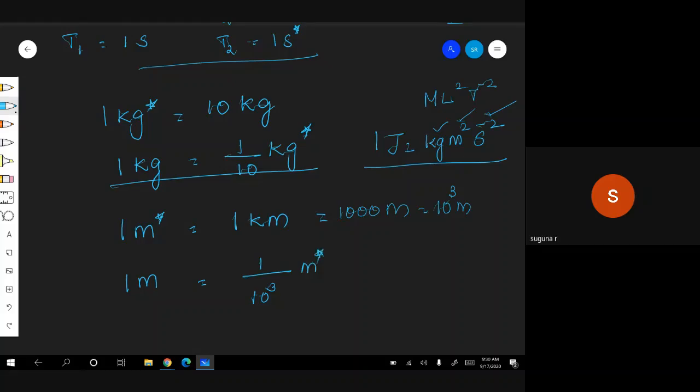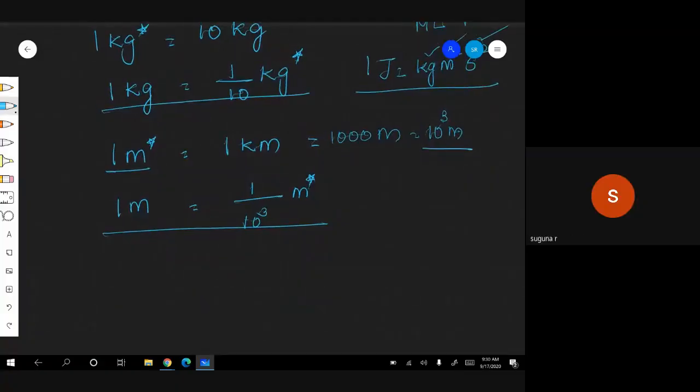Meter star. Are you following? Yes, ma'am. So 1 meter is equal to 10 power 3 meter, and इसमें 1 meter is equal to 1 by 10 power 3 meter star है ना? Following? Yes, ma'am. That is why I'm going very slow, children.